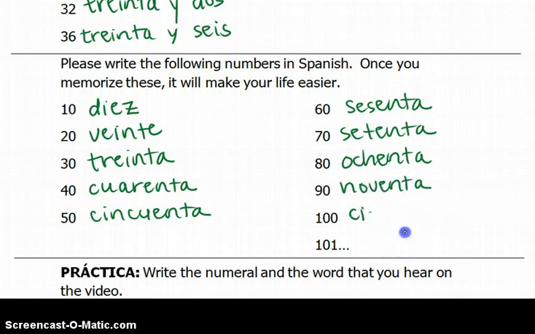100 is cien. But it is only cien if it's 100 even. If we have 102, 103, 104, you simply need to add a TO, so it's ciento, and then whatever the number is, now that you know the number patterns. If it's ciento 101, it's ciento uno. There is no and in between. The only time you're going to have an and if it's 136, for example, you'd have ciento treinta y seis.